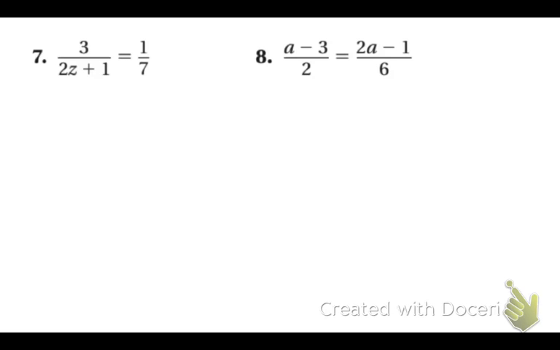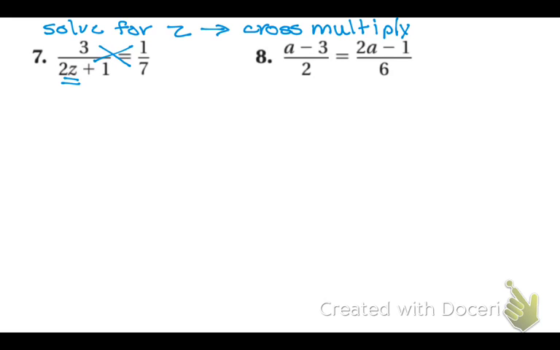Okay, here's number 7. Here we're trying to solve for z. Whenever we have to solve for a variable, we use cross multiplication. So here we're going to solve for z, and we're going to use the cross multiply technique. And that'll hold true in any types of problems that you see that are like this.